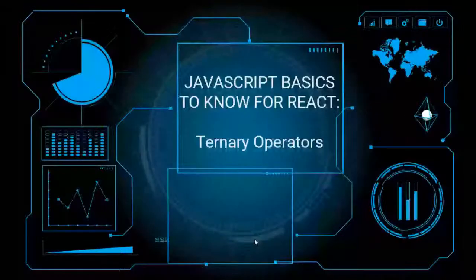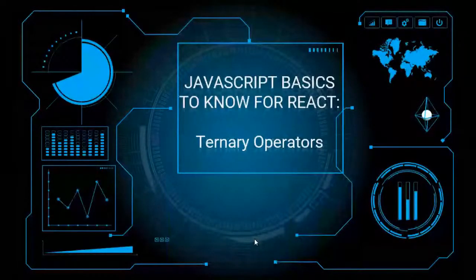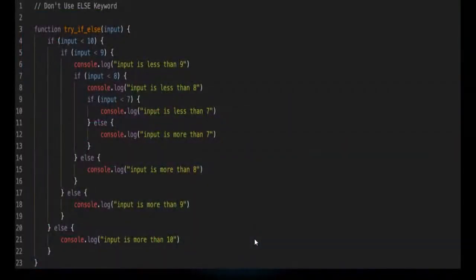So next, we want to talk about ternary operators. What are ternary operators? Typically in JavaScript, as well as other programming languages, when you want to try different conditions, you would use an if statement. The example you're looking at here is a function that says try if else, and it takes in an input, and it says, hey, if the input is less than 10, or if it's less than 9, console.log input is less than 9, and so on and so forth, all the way to 7. And we have an else statement which says, hey, if it's none of those, then the input is more than 8 or more than 9 or more than 10.